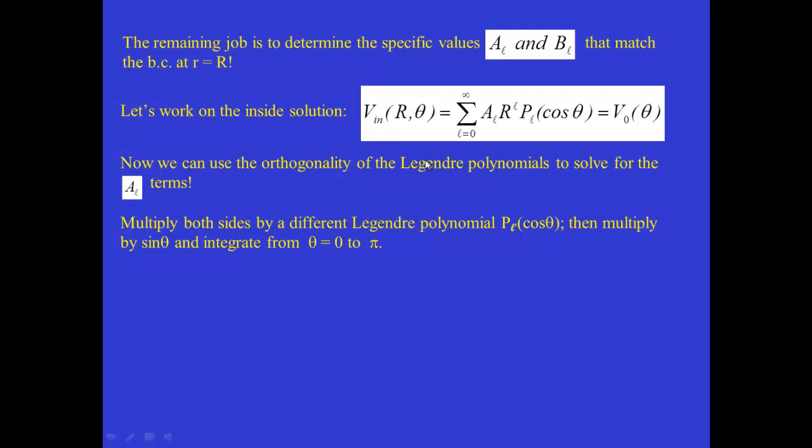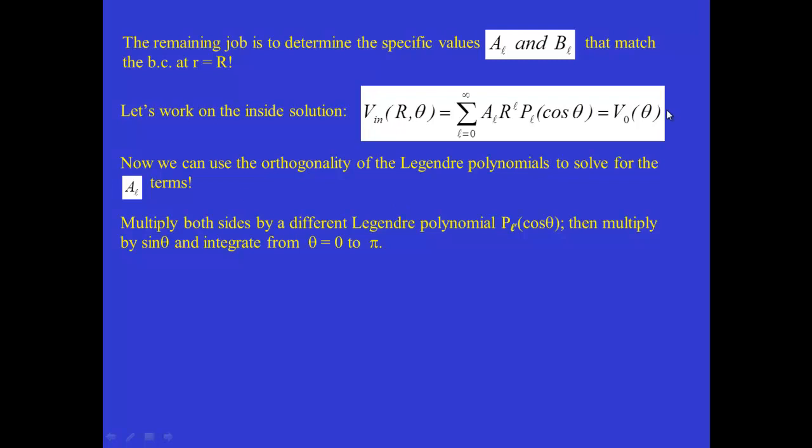Legendre polynomials in some ways are just like sine functions and cosine functions. They're orthogonal to each other. So we're going to rely on this orthogonality property to solve for the A sub L terms. Here's how we do it.